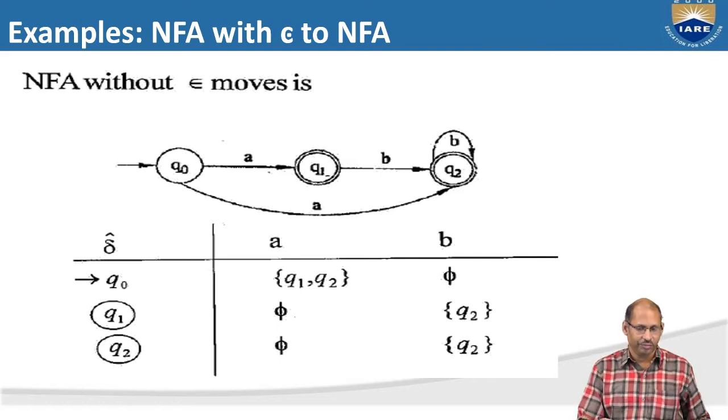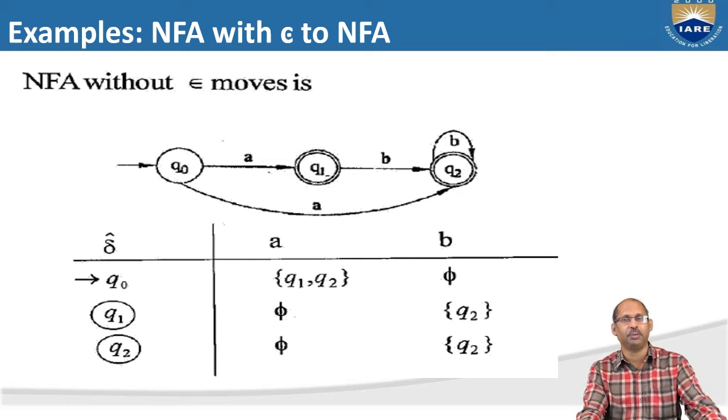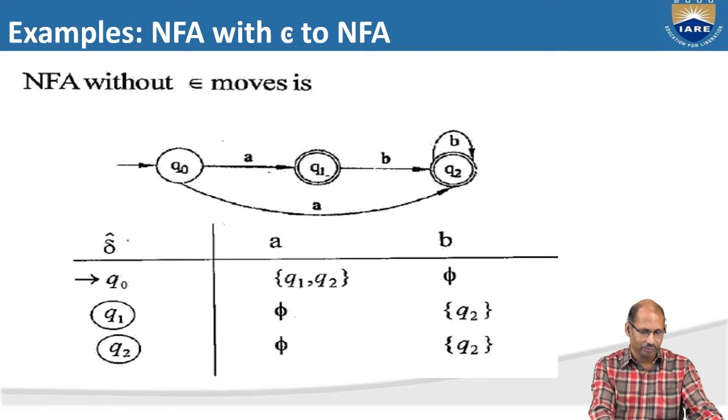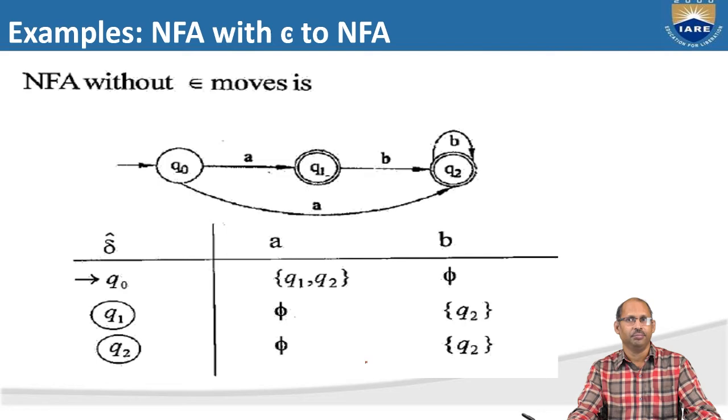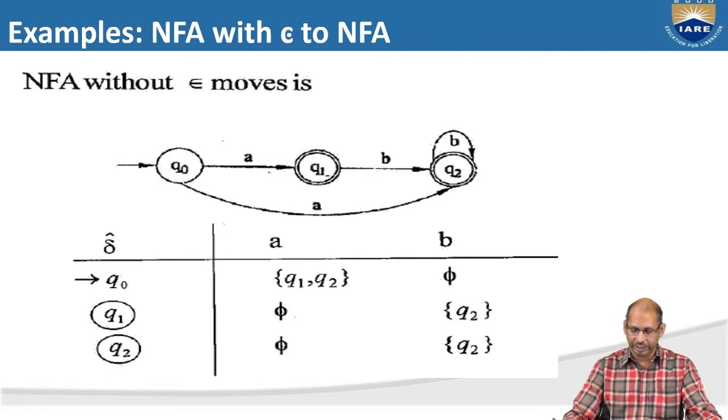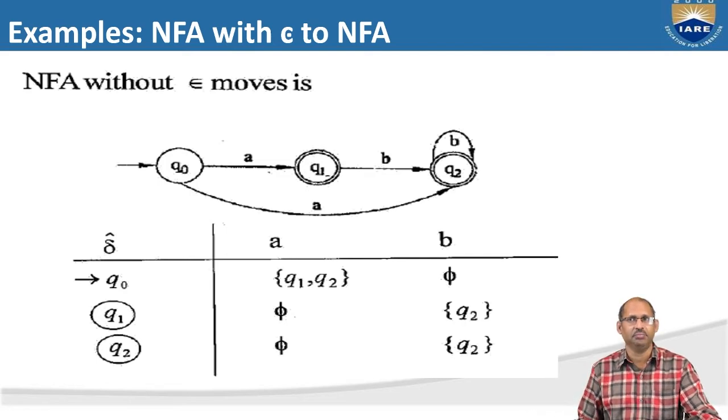Now we draw the transition diagram and transition table. So here, if we consider the outputs of the previous transitions, the transitions of Q0, Q1, Q2 on A and B will result in this. Right? So we are drawing the transition diagram and transition table.